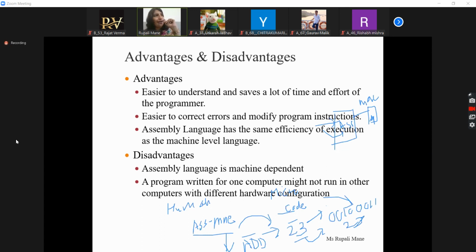So 8086 has a different assembly language, 8085 has a different assembly language. Then if you look at the 8051 microcontroller, it has a different assembly language. These assembly languages exist because of the instruction sets of these microprocessors. So it is different for each. Got it?